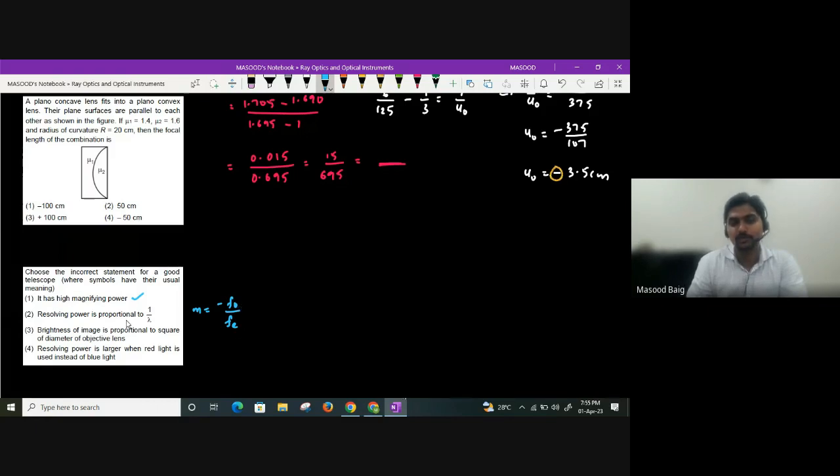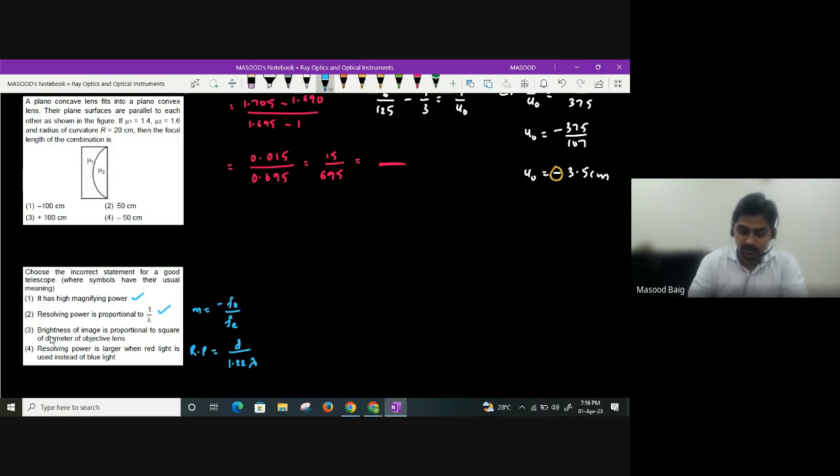Resolving power of a telescope is proportional to 1 by lambda. Is it correct? What is resolving power given as? Yesterday we have seen it is given as d by 1.22 lambda. So is it inversely proportional to wavelength? Yes, it is inversely proportional to wavelength and directly proportional to 1 by lambda. So the second one is also a correct statement.